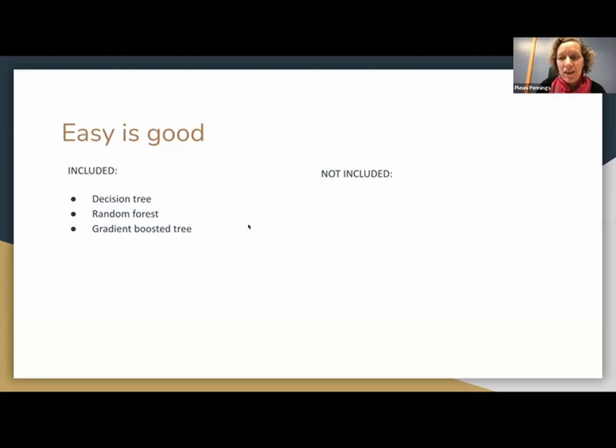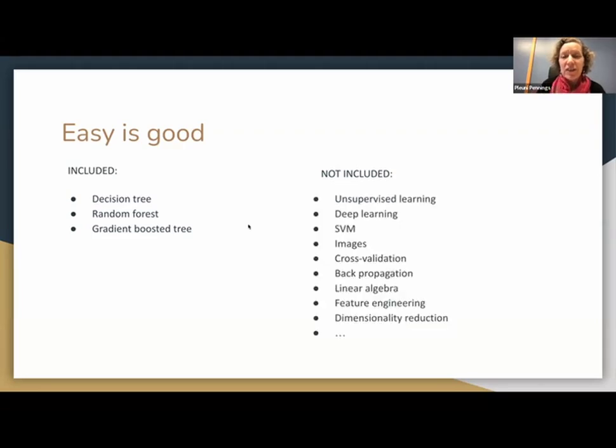That means that what I don't include is anything unsupervised learning or clustering, anything deep learning. I don't do support vector machines. I don't touch images. I don't do cross-validation. I don't do any math, well, hardly any math, no linear algebra, no backpropagation, no feature engineering, and no dimensionality reduction. But some of the things that you all mentioned will be covered.